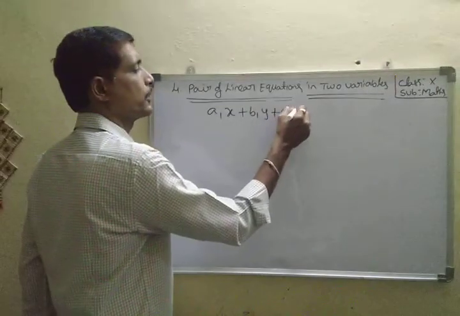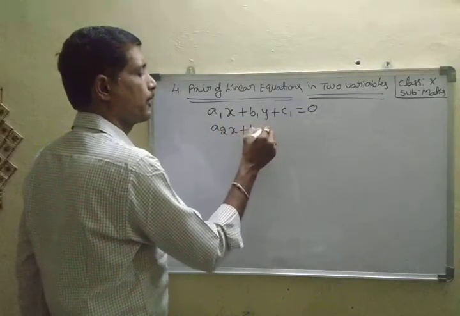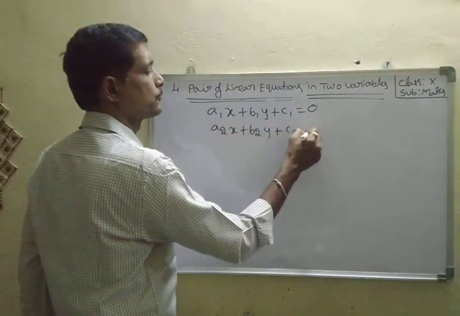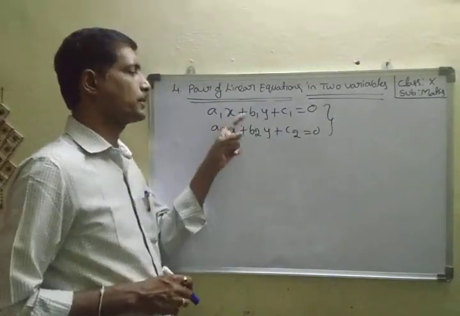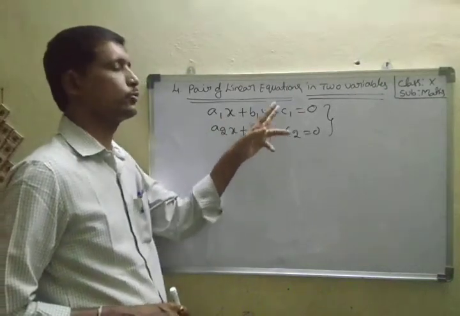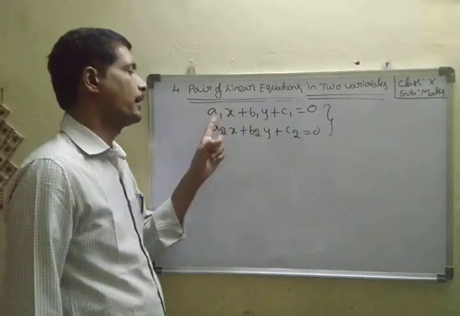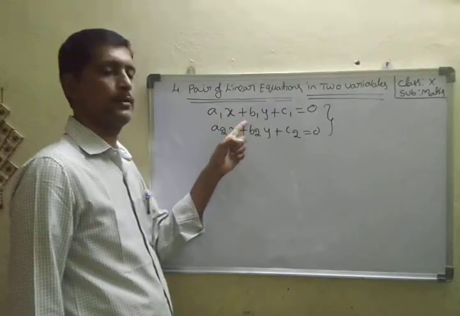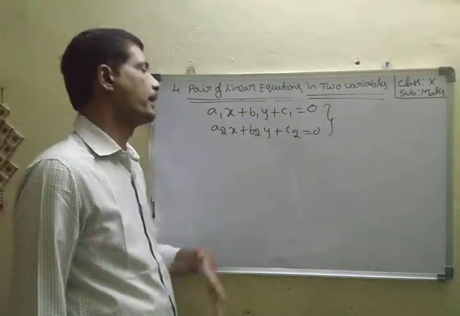Pair means a1x plus b1y plus c1 equal to 0, and a2x plus b2y plus c2 equal to 0. Here how many equations? Two equations. These two are called a pair. Here x and y are two variables. Here a1, b1 and c1 are real numbers. Here a2, b2, c2 are also real numbers.